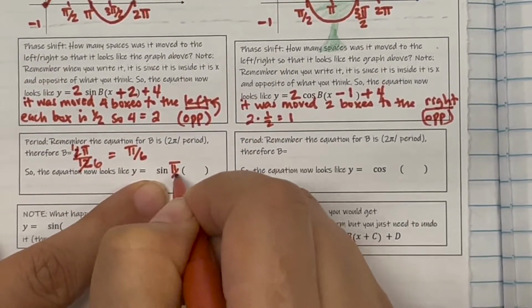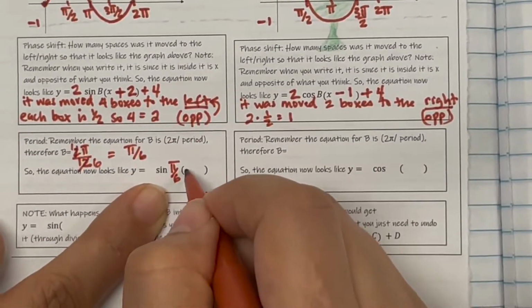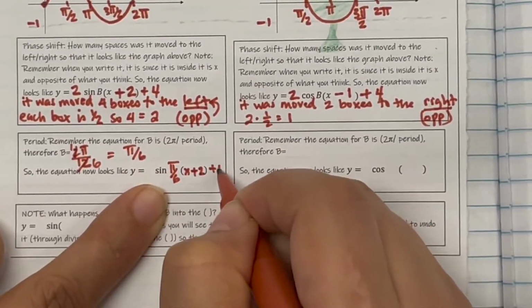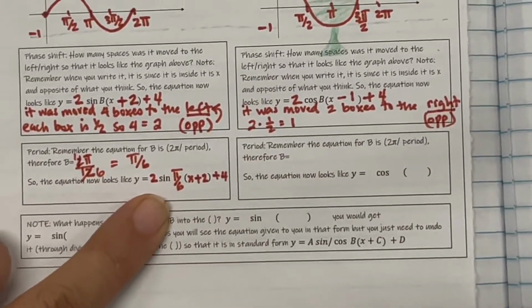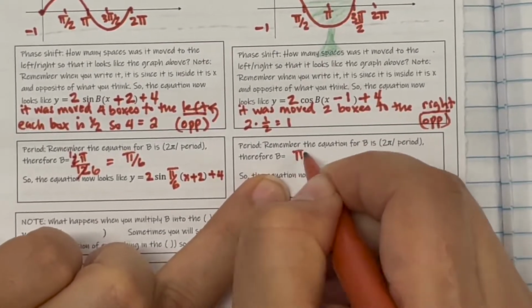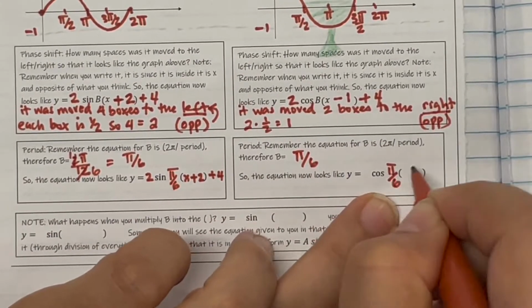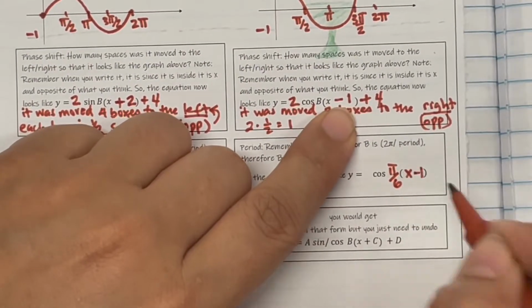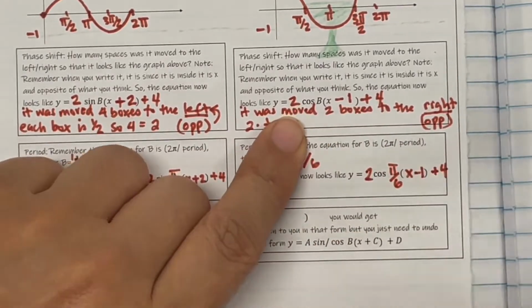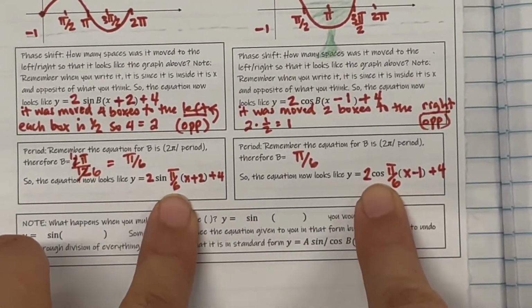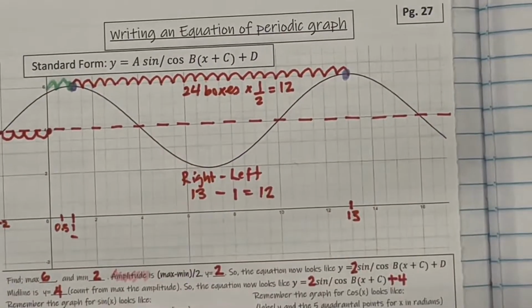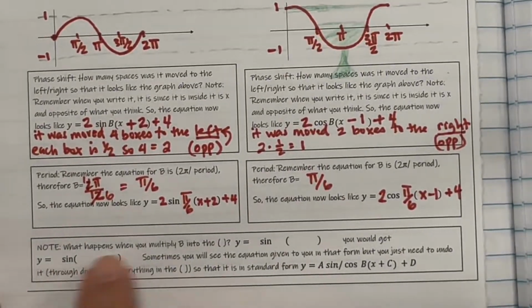So b value is pi over 6. Your phase shift was +2. Your midline was +4. Your amplitude was 2. So actually, we finished writing the equation for sine. Let's go ahead and do the same thing for cosine. B is pi over 6, phase shift is -1, midline is +4, and amplitude is 2. So again, two equations for the exact same graph.